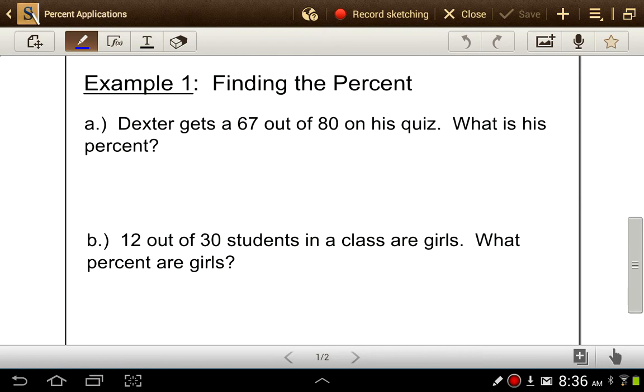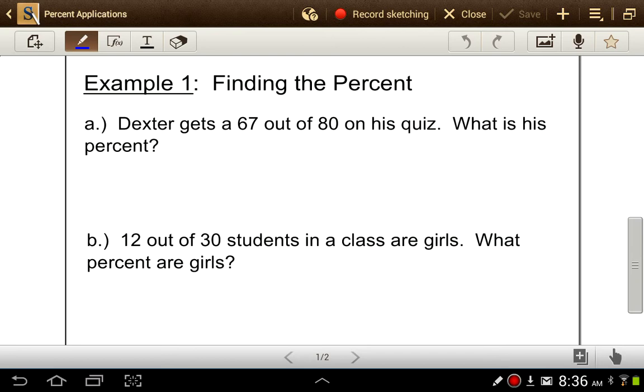All right, in our first example, we're going to do finding the percent. Now, example A here is extremely important. I get asked this question all the time. It's how do you find what percent is your quiz grade? Well, today you are going to learn about it. So you shouldn't have to ask me anymore, how do I find my percent on my quiz? This is how you are going to do it.